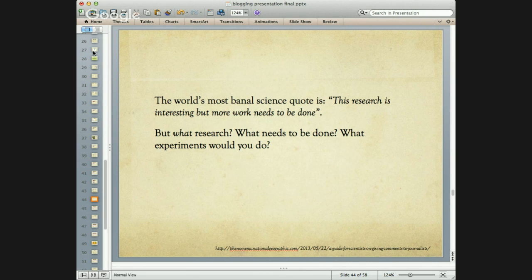What research needs to be done? What experiments could be done? What impact might that have? Be specific about that. Don't let people come with that "more work needs to be done" phrase. It's overused, and I think it's boring. It's kind of a lazy way to quote in a story.